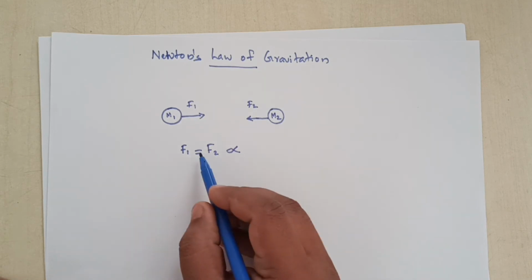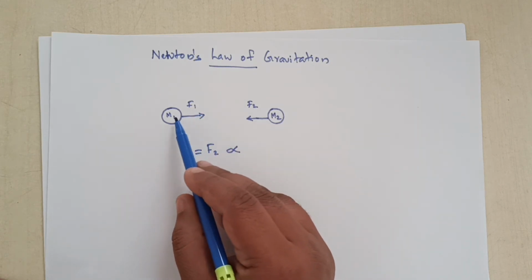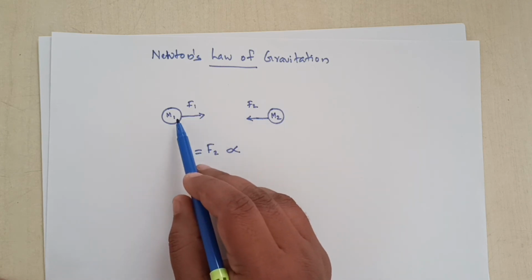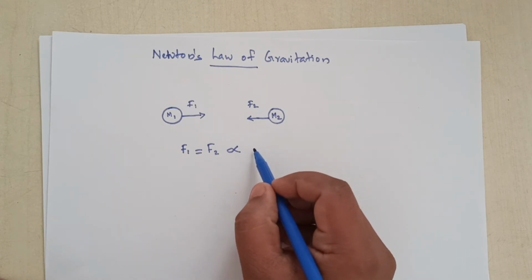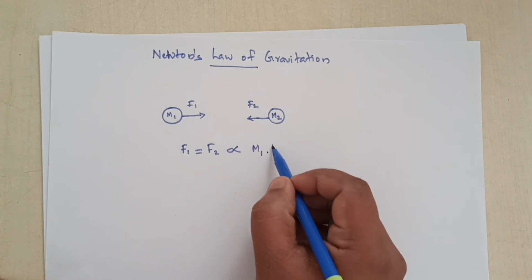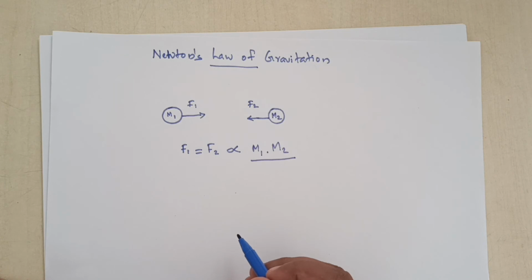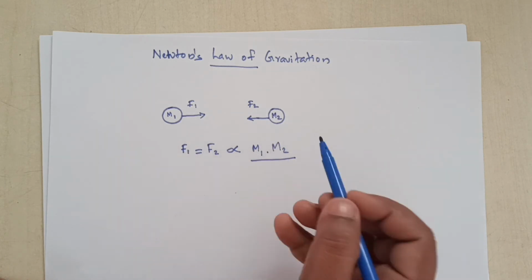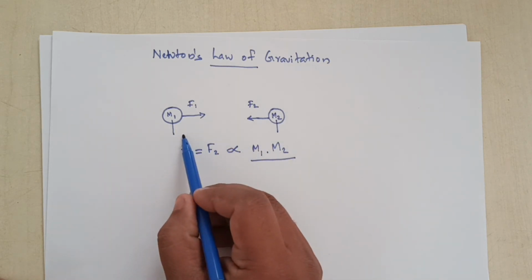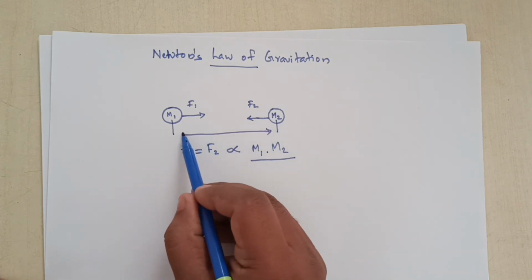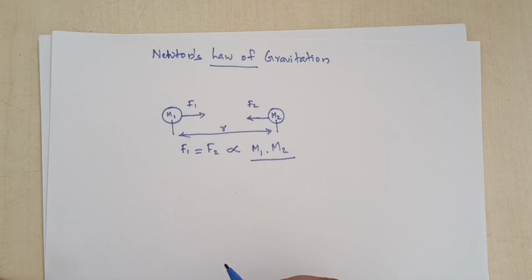the product of the masses of these two particles. So here the mass of the first particle is m1, and the mass of the second particle is m2. So I'm taking the product, that is m1 into m2, divided by the distance between these two particles. Let's consider the center of this particle and the center of this particle, and the distance between them is the line joining the centers of these two particles, and I consider it as r.